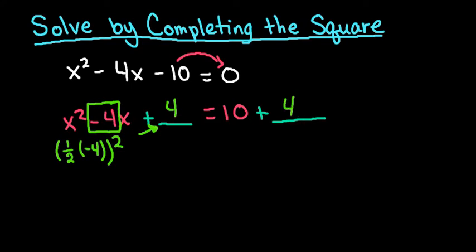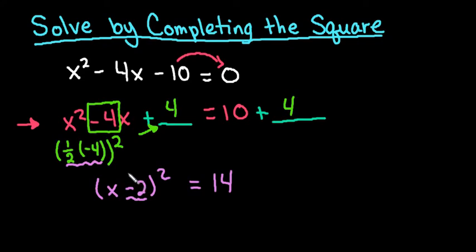And the reason that we did that is that this now is going to be a perfect square trinomial, where I can break this up into x minus 2 squared equals 14. And this part right here, whatever half of the middle term was, the negative 4 divided by 2, is going to be the value that goes inside of here.